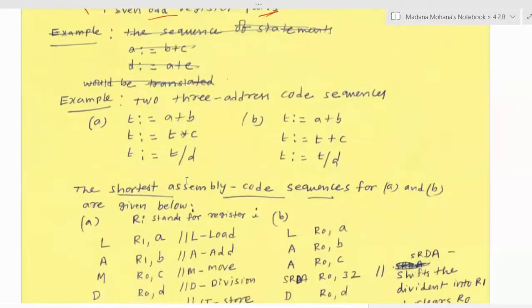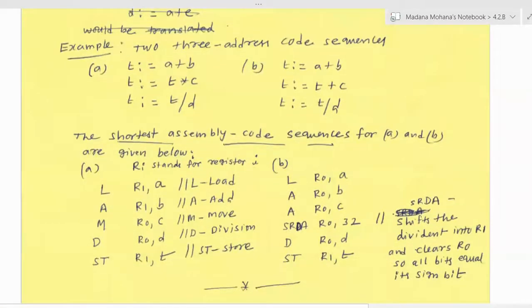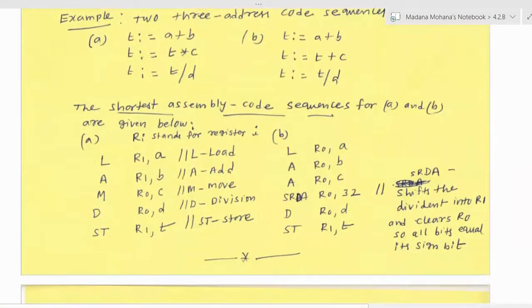Now let us see one more example here. In this example, two 3-address code sequences are given. That is, T equal to A plus B, T equal to T into C, T equal to T by D. This is one 3-address code sequence.